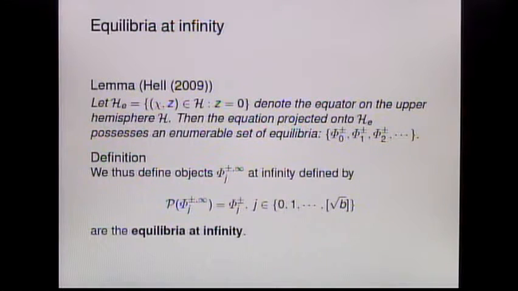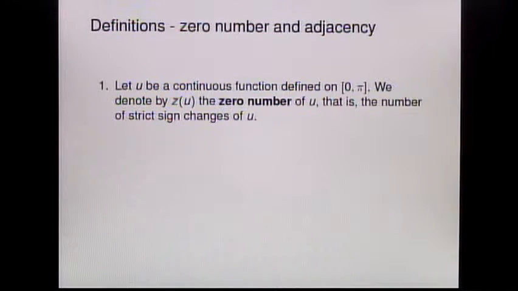So we have these equilibrium points at infinity, and before we show the main result we have obtained for this non-compact global attractor, we just need two more definitions. The first one is the definition of the zero number of a continuous function. If we consider a continuous function U defined on this bounded interval (0, pi), then the zero number of U, which we denote by Z of U, is basically the number of strict sign changes of this function U.